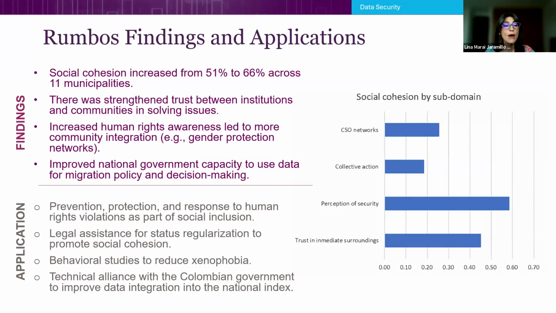One of the applications that we successfully did was how we include prevention, protection, and response to human rights violations as part of the social inclusion package narrative. And we also promoted the development of behavioral studies to understand xenophobia from the lens of social cohesion. We also had a very collaborative work with the national government to improve the instruments they already have to measure social inclusion, and they include our variables of social cohesion and community integration.